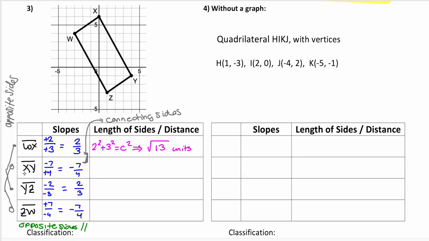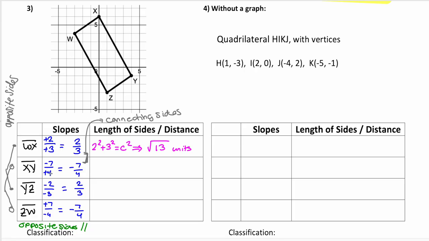Next, we have from X to Y. So again, we're just going to count. We have 1, 2, 3, 4. 1, 2, 3, 4, 5, 6, 7. So we have 4 and 7. You can also utilize the coordinates of seeing that this is going down, so that change in Y was negative 7, and then change in X was positive 4.